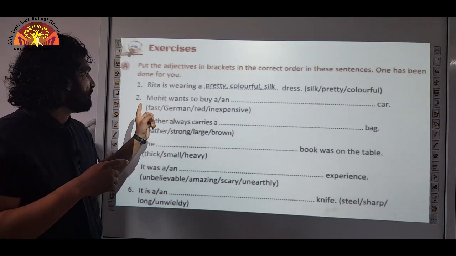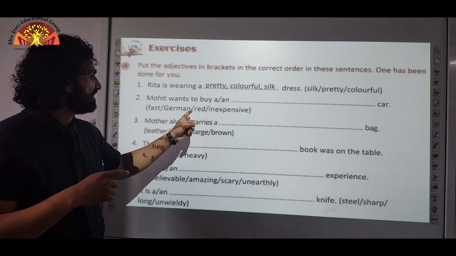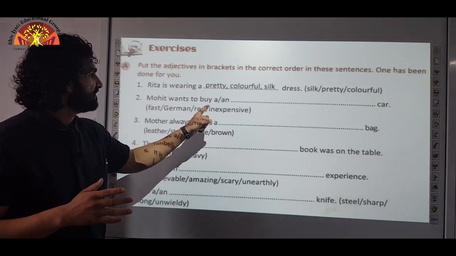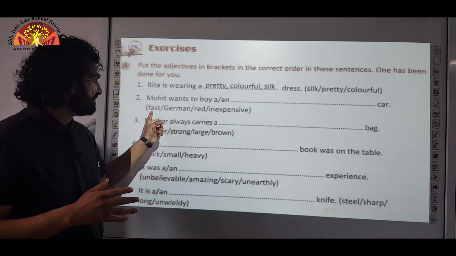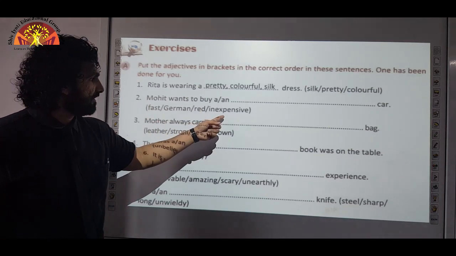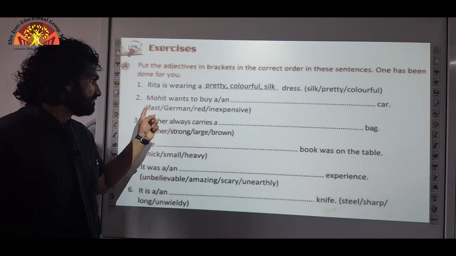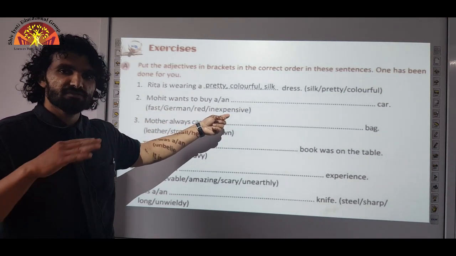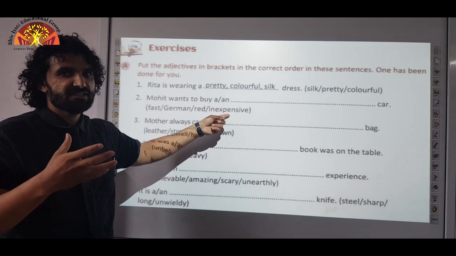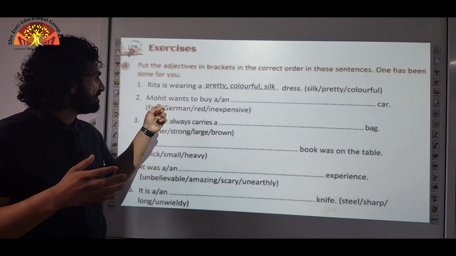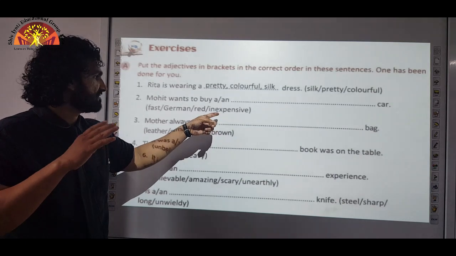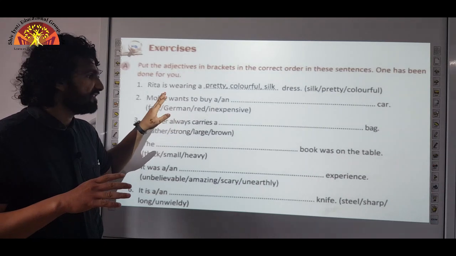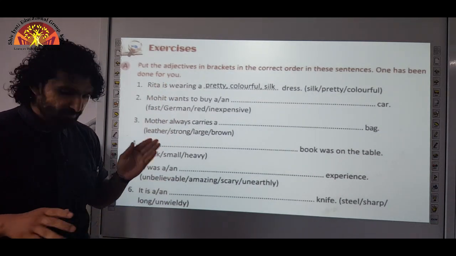Mohit wants to buy a fast, inexpensive red German car. Okay, that's how it's going to go: fast, inexpensive, red, German car. Fast is a general opinion, inexpensive is a specific opinion, my opinion. For me it's not, it's cheap, but for somebody else it might be expensive. So for this person, Mohit, it's inexpensive, cheap in price, then the color red, and as we learned, German nationality in the end. So please do the rest of them on your own.